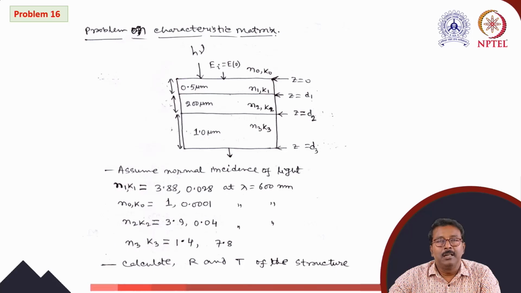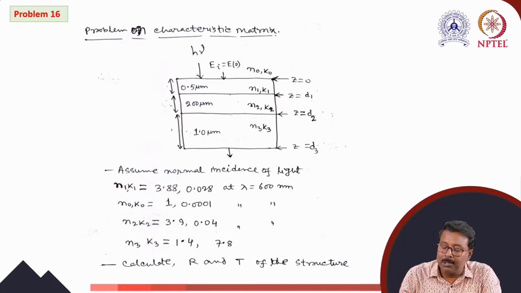So this is problem 16 according to the serial number of the tutorial problems. This is basically a problem on optical modeling or the characteristic matrix. The problem is stated in this way. Suppose you have a multi-layer structure. Here we have considered 3 layers.